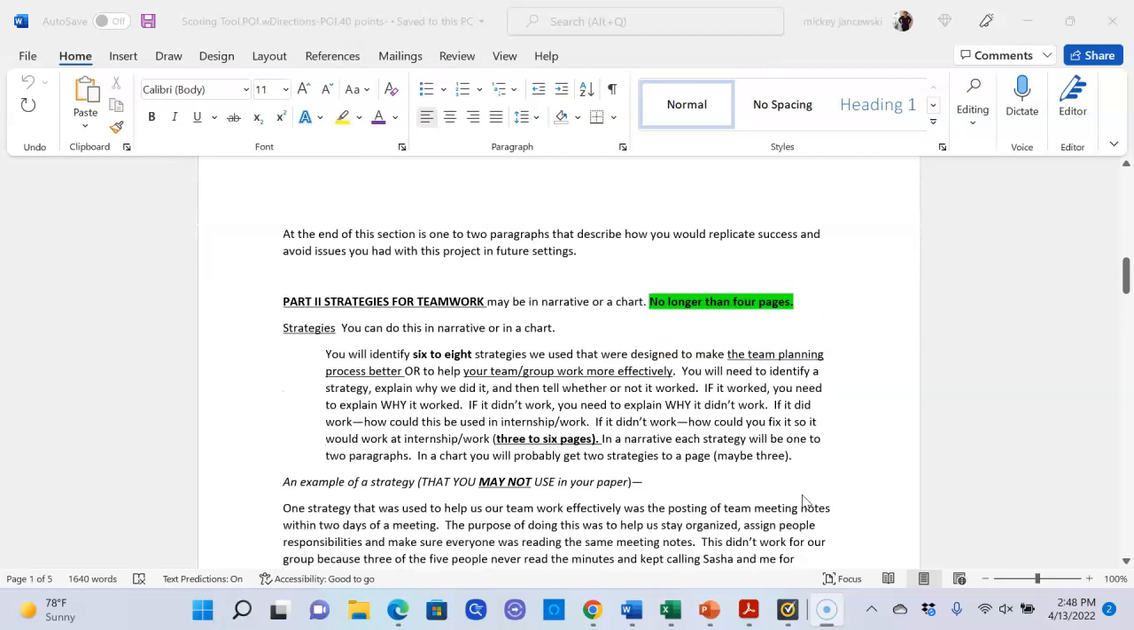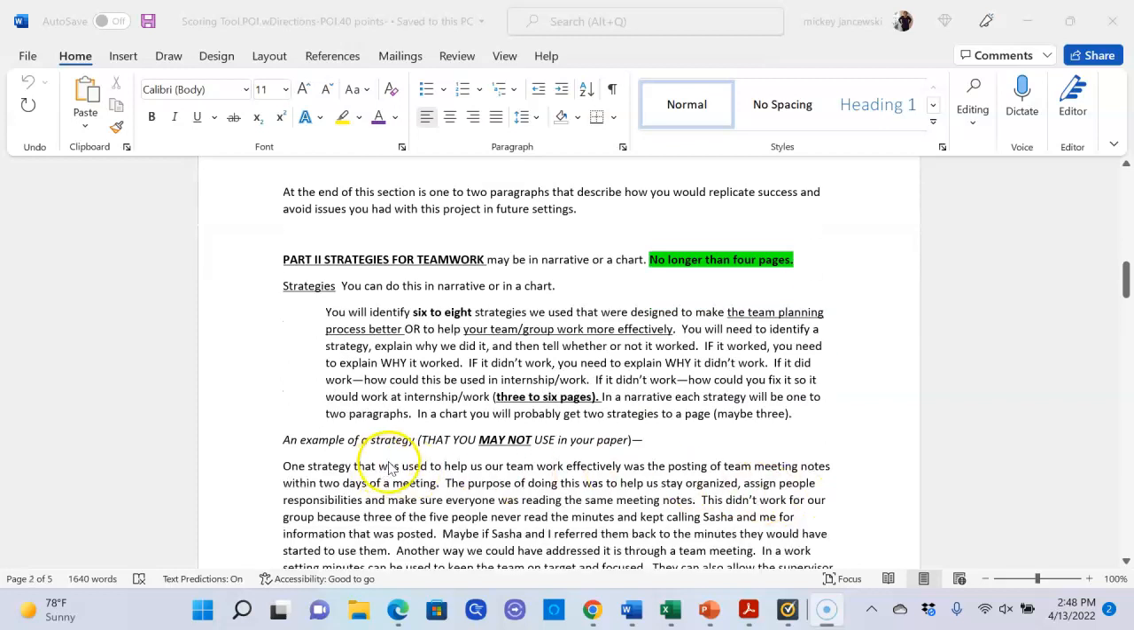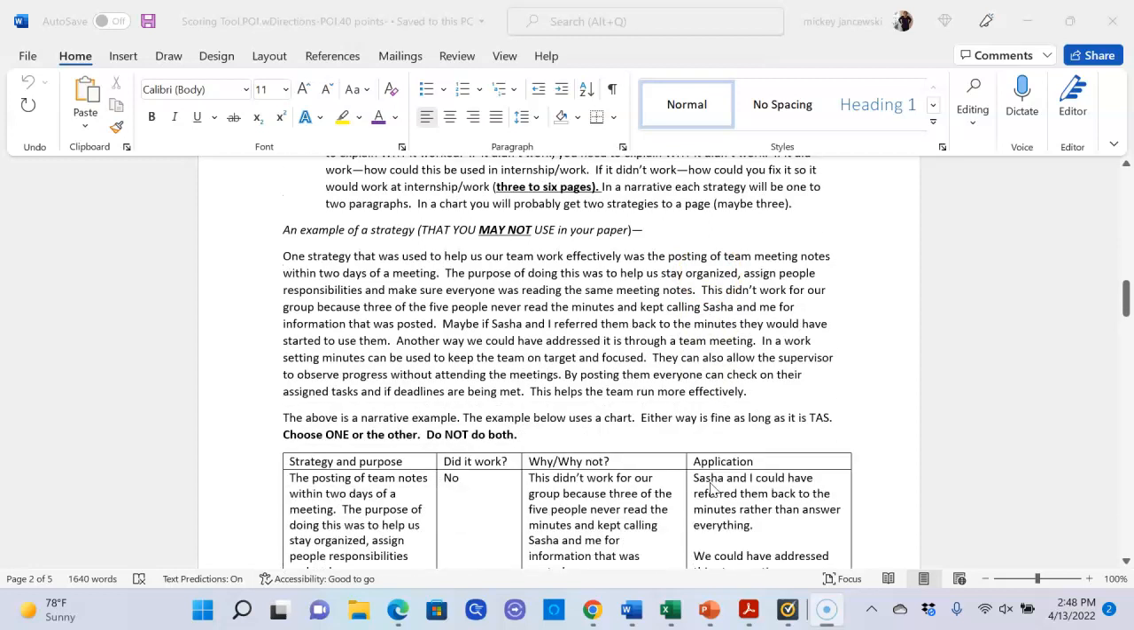I gave you an example. This is an example to show you what it would look like in narrative. And then I use the same example in a chart. Again, you may choose either narrative or chart, but do not do both. Feel free to read over the example. You may not use this strategy in your paper because I'm giving it to you as an example.